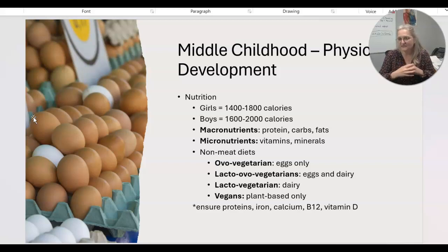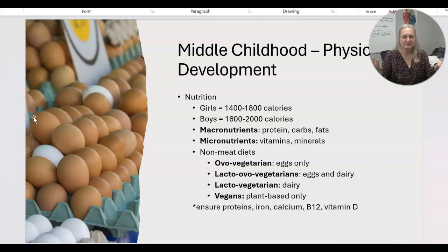There's also a brief discussion about the difference between macronutrients and micronutrients. So your macronutrient group would be your proteins, your carbs, your fats. Your micronutrients are your vitamins and your minerals and your specific vitamins and minerals.